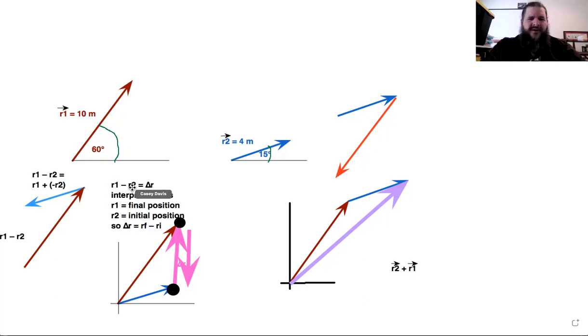So if you have R1 minus R2, that means R2 is initial and R1 is final, final minus initial. So R1 minus R2 is the vector that takes you from R2's location to R1's location. Whereas R2 minus R1 would take you from R1's location as initial to R2's location as final. And note that these delta vectors, R1 minus R2 and R2 minus R1, are the same magnitude but opposite directions. Same size, but opposite directions. Any other questions on that so far?